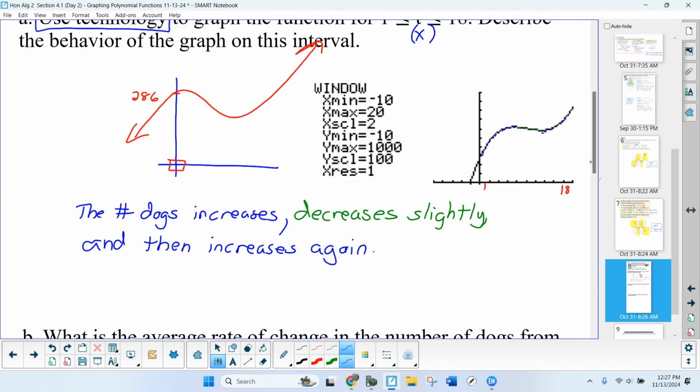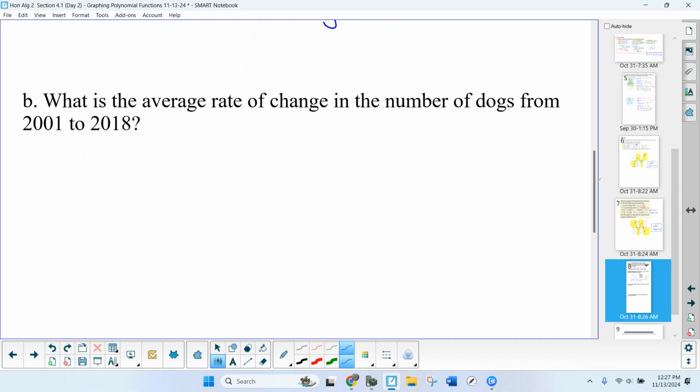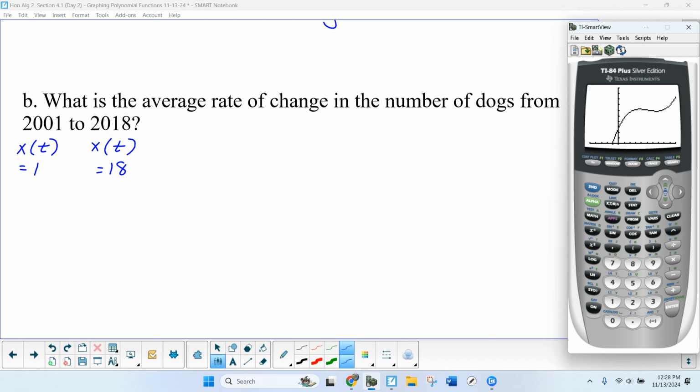Okay. Find the average rate of change from 2001 to 2018. Guys, what is x or t in 2001, if t is the number of years since 2001? What is x or t in 2018? All right, let's find what those values are.